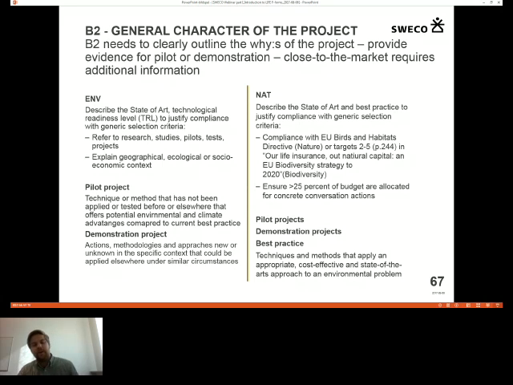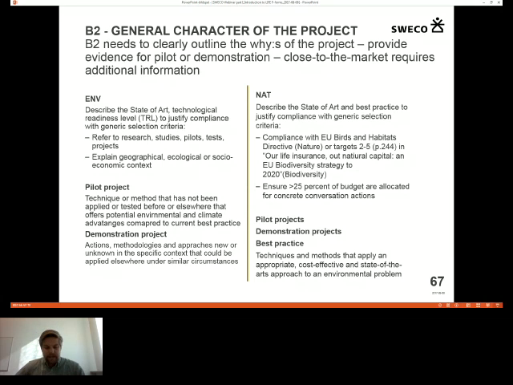So this has a lower technology readiness level, 5 to 6 probably, maybe 7. But they do also finance demonstration projects, and those are the most common projects, I believe, within environment at least. And they look into actions, methodologies, and approaches, new or unknown in the specific context, that could be applied elsewhere under similar circumstances. So this is the next stage from pilot. If someone has carried out the pilot within an area, and you want to either upscale this pilot or apply this pilot in a new setting, this would be considered a demonstration project.